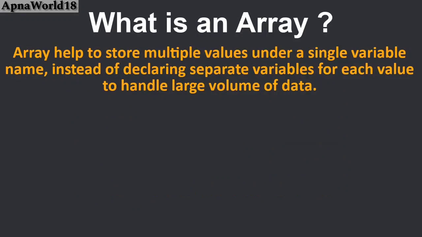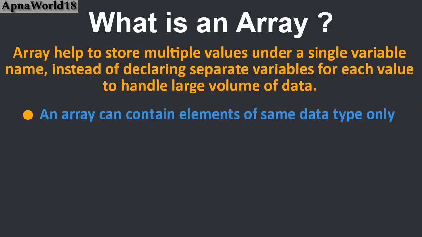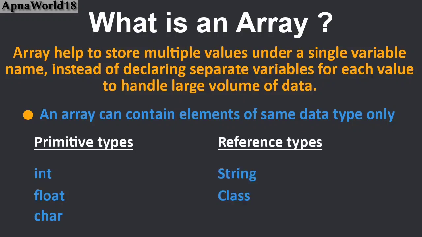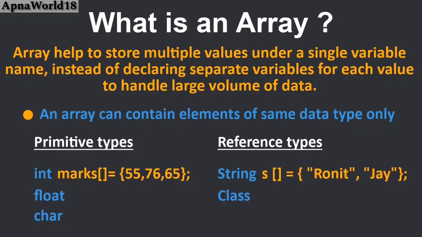That's where Java has arrays. They help to store multiple values under a single variable name instead of declaring separate variables for each value to handle large volume of data. Array can contain elements of same data type only. So you can have array of primitive types such as int, float, char, or any reference data type like objects of classes such as string. For example, you can have an integer array of marks or string array of student name, etc.